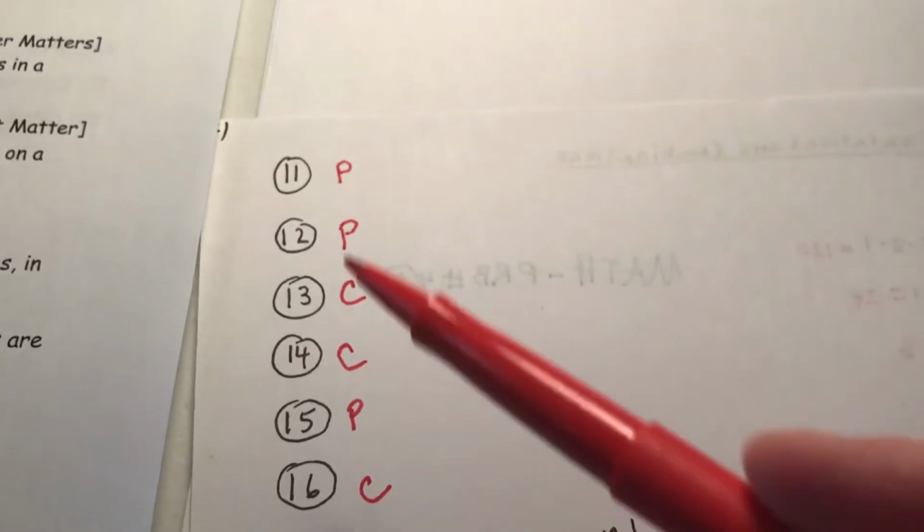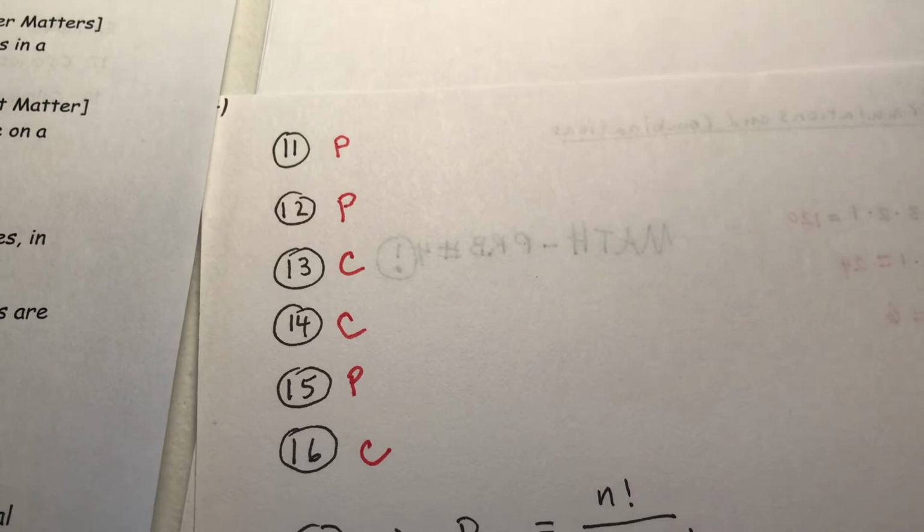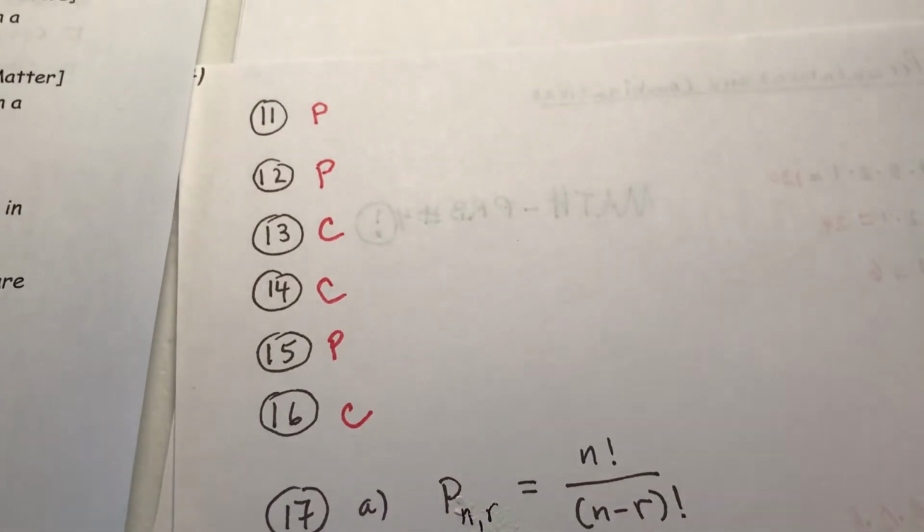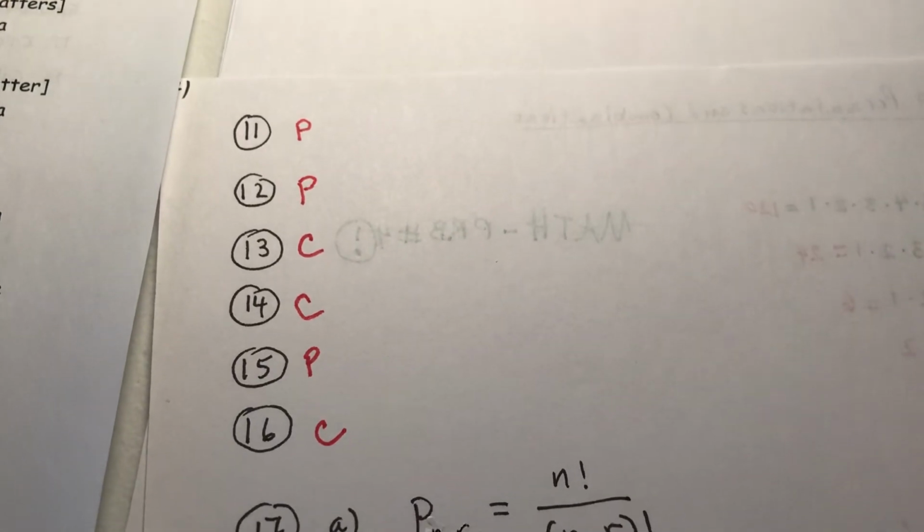So I'm just telling you, first you have to identify if you have a permutation or a combination. We're going to come back and find a number associated with that.